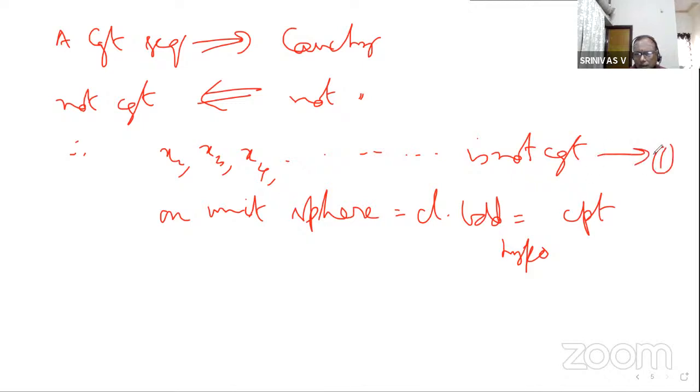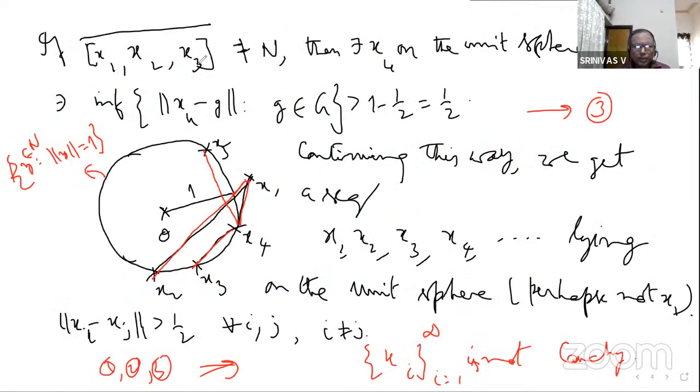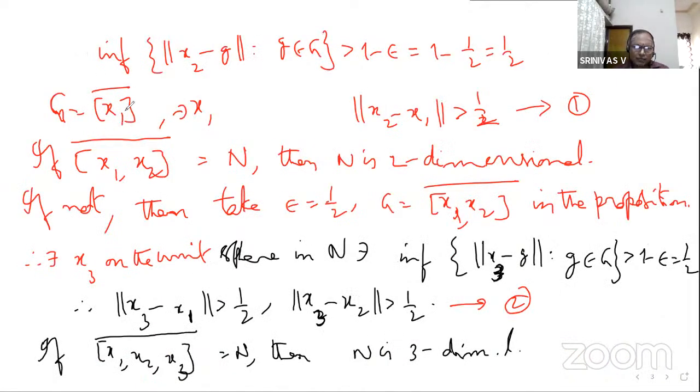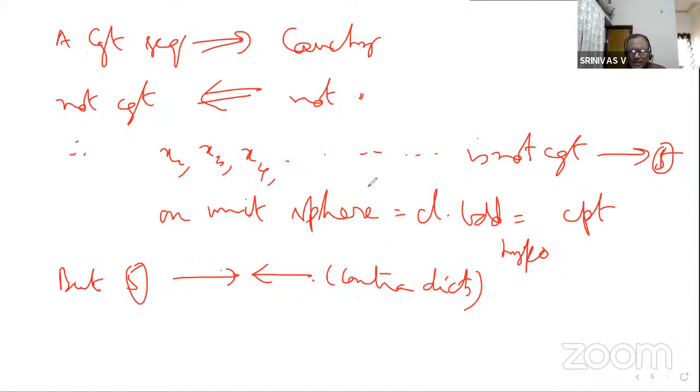Because of this, if you call this 5, 5 contradicts. Out of this set, we are able to produce a sequence which is not convergent. Somewhere it has to stop. First, we took G to be one-dimensional, and then two-dimensional, and then three-dimensional. This process cannot be continued indefinitely. If that is the case, we end up with a sequence which is not convergent.